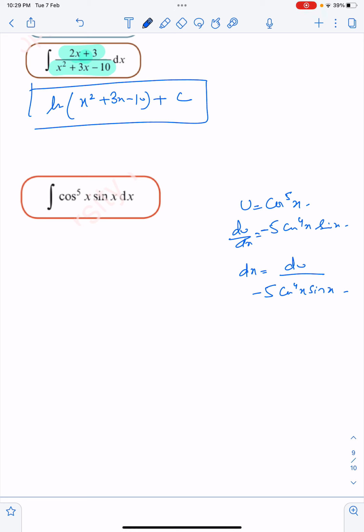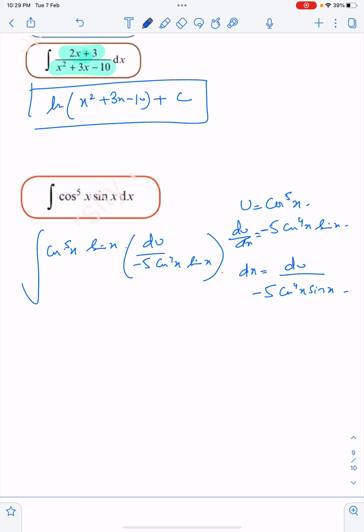Okay, let's substitute. This is cos⁵x sin x dx, equal to du upon negative sin x. sin x and sin x are cancelled out.